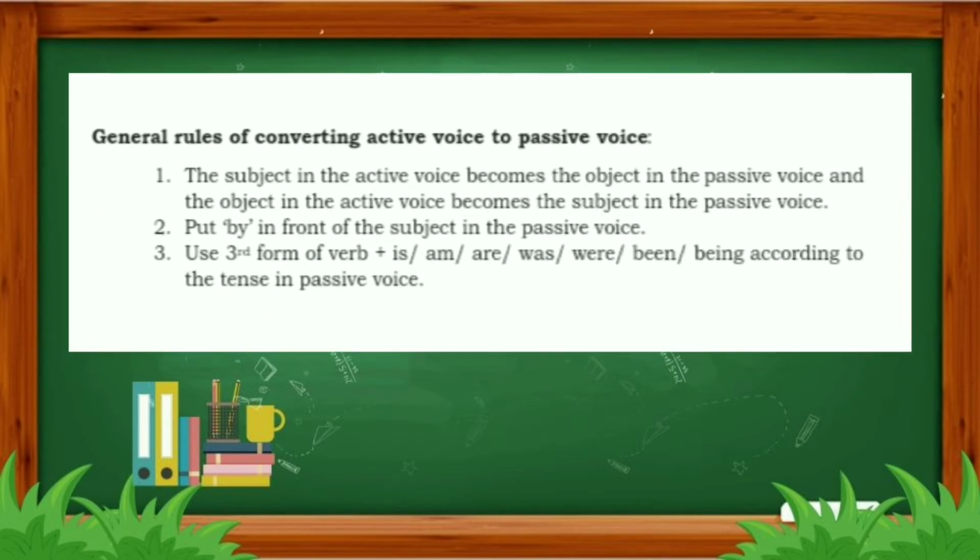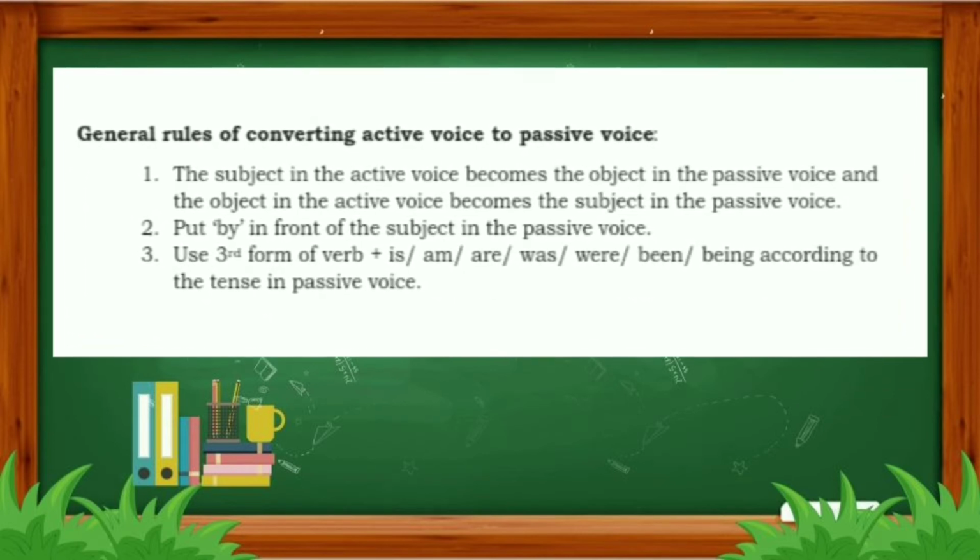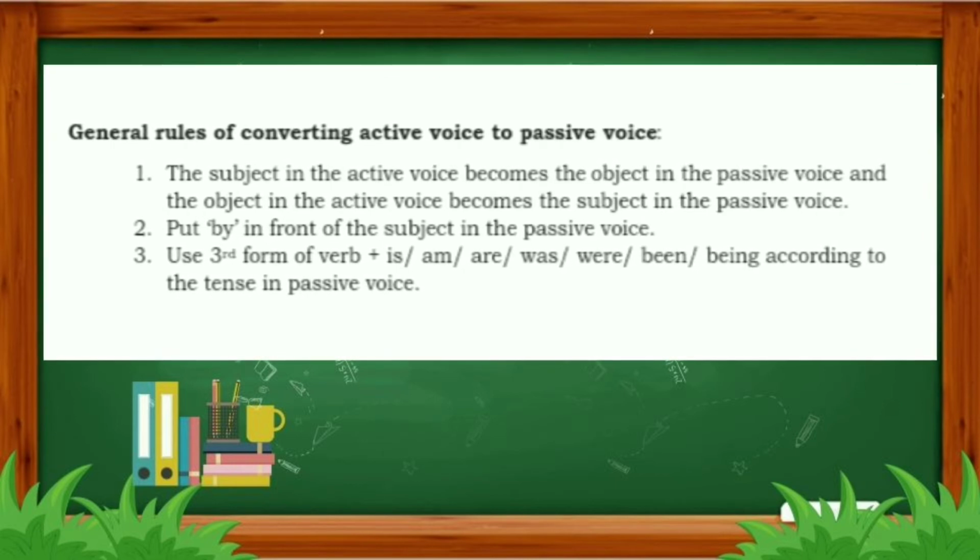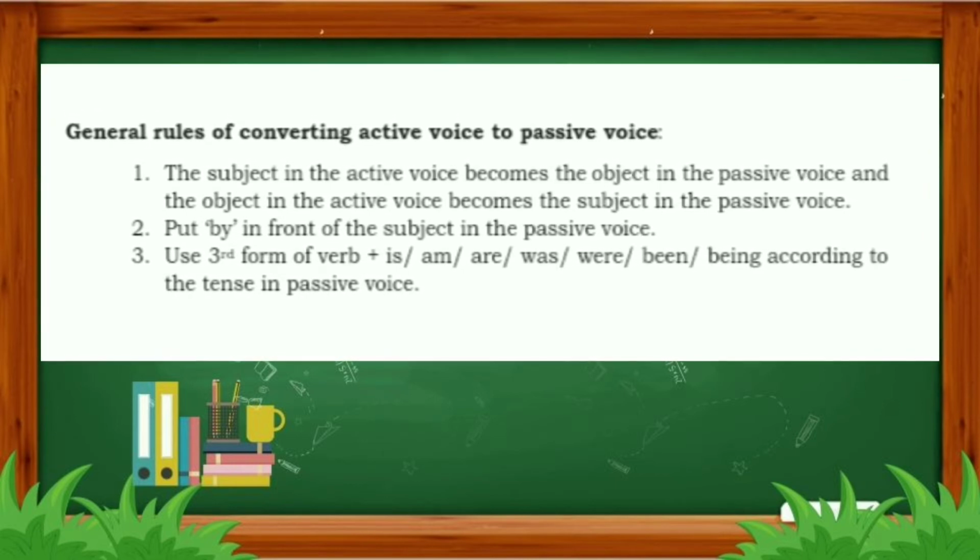General rules of converting active voice to passive voice. First, the subject in the active voice becomes the object in the passive voice, and the object in the active voice becomes the subject in the passive voice. Second, put "by" in front of the subject in the passive voice. Third, use the third form of the verb plus is, are, was, were, been, or being according to the tense in the passive voice.